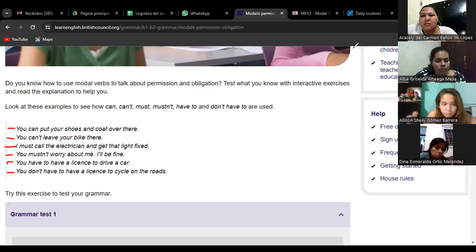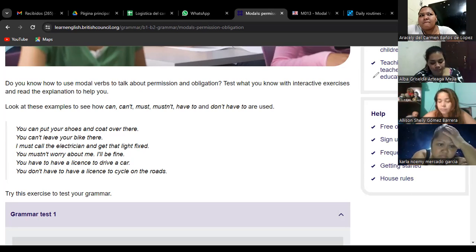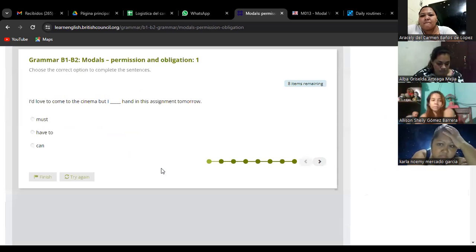Okay, you don't have to have a license to cycle on the road, okay? To go on your bike. Okay, then we have here the first set of exercises. So let's try. Choose the correct option to complete the sentences.